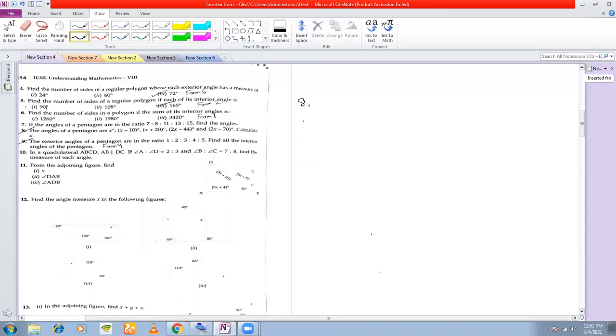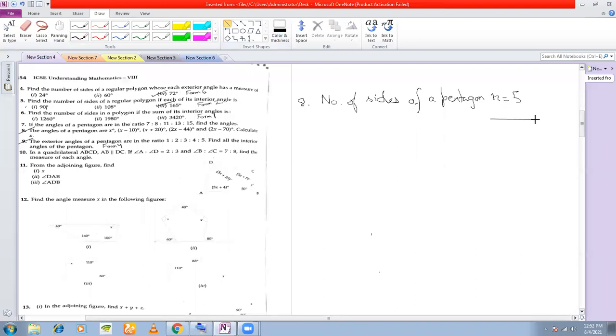Next, number 8. The angles of a pentagon are... Pentagon means there are 5 sides. So the number of sides in a pentagon is equal to 5. So let's say n is equal to 5. Now the angles are x degree, x minus 10 degree, x plus 20 degree, 2x minus 44 degree, 2x minus 70 degree. All the 5 angles are given to you, but here they are given in terms of x.